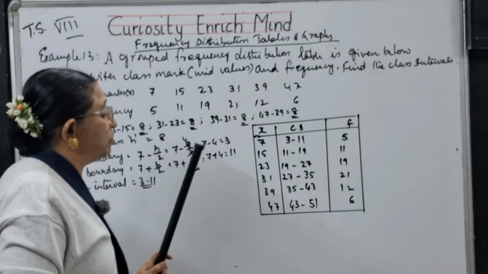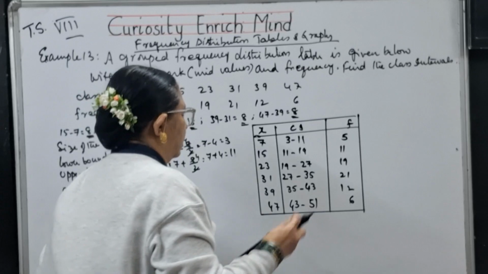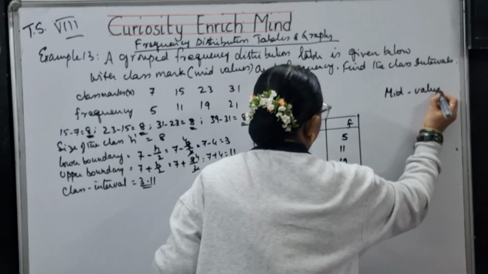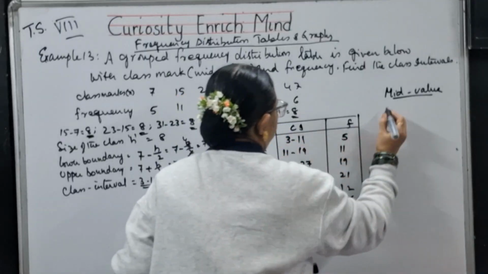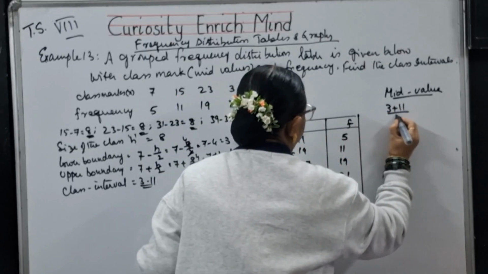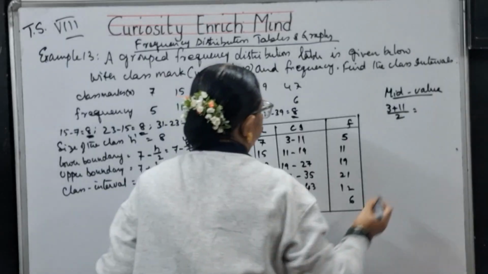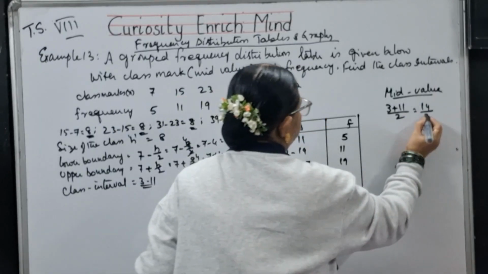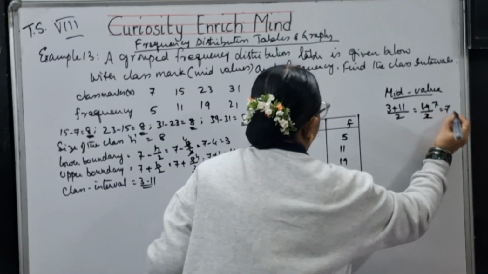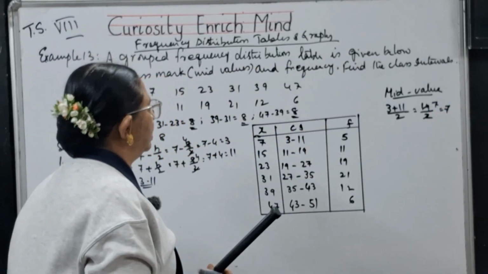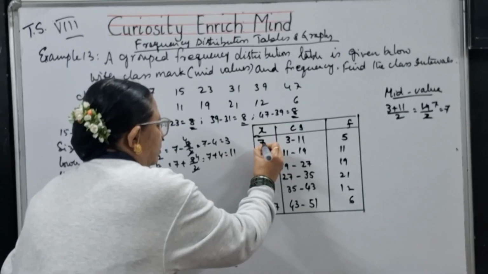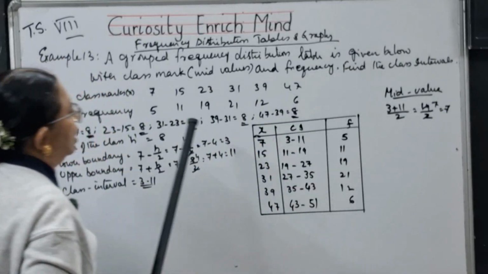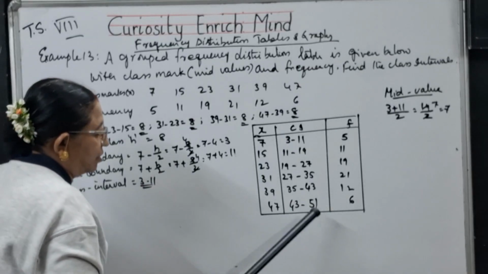Mid values means what, children? If you have a class interval, how will you find the mid value? Now we have got the class interval, so I can write 3 plus 11 by 2, the average of the lower boundary and upper boundary, that is 14 by 2, which is 7. Like this, these all are the mid values. They have given us mid values and frequency, and they have asked us to prepare class intervals.